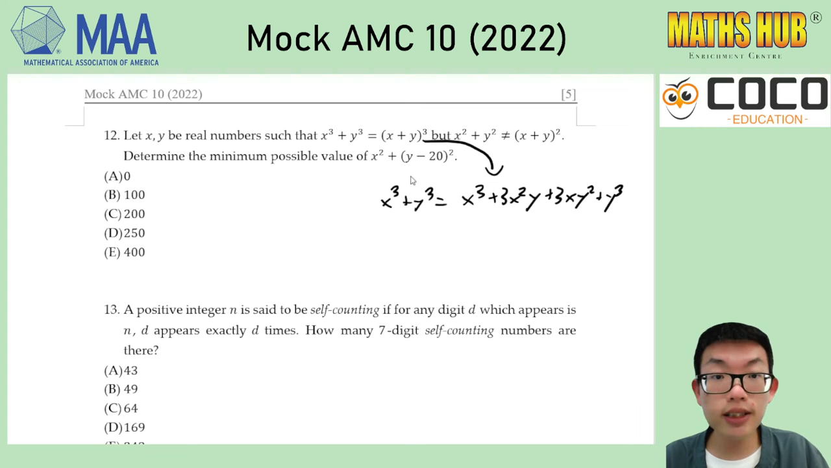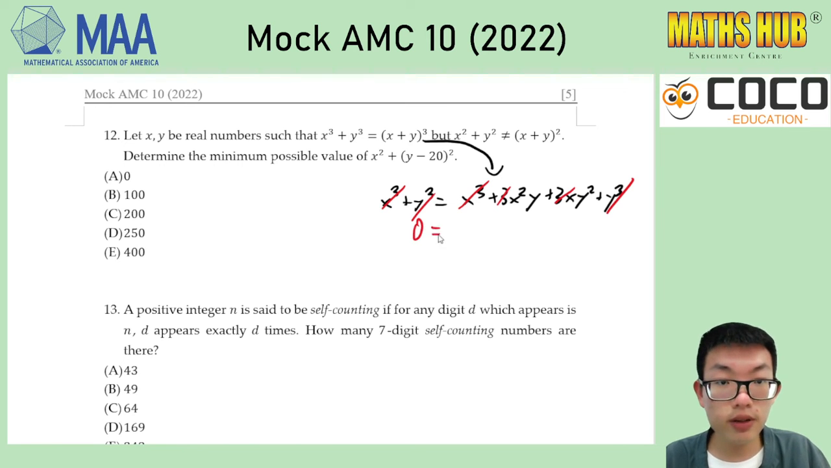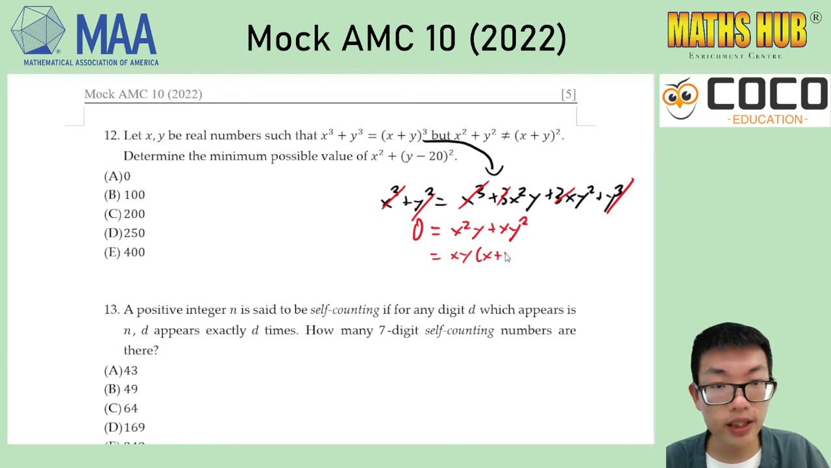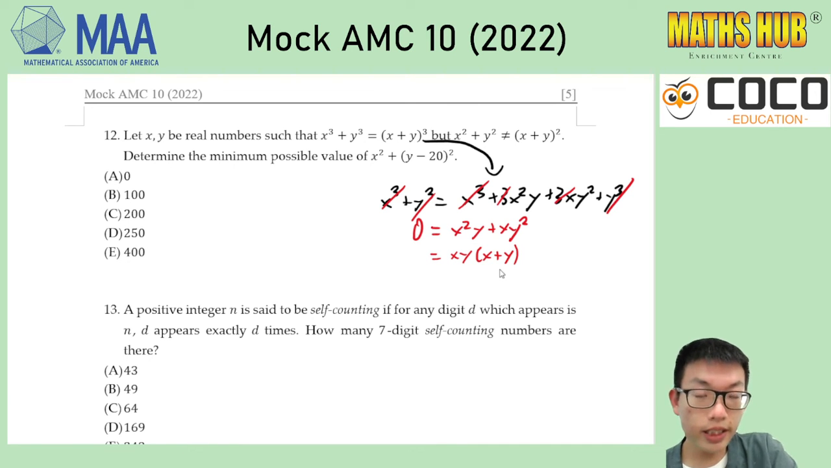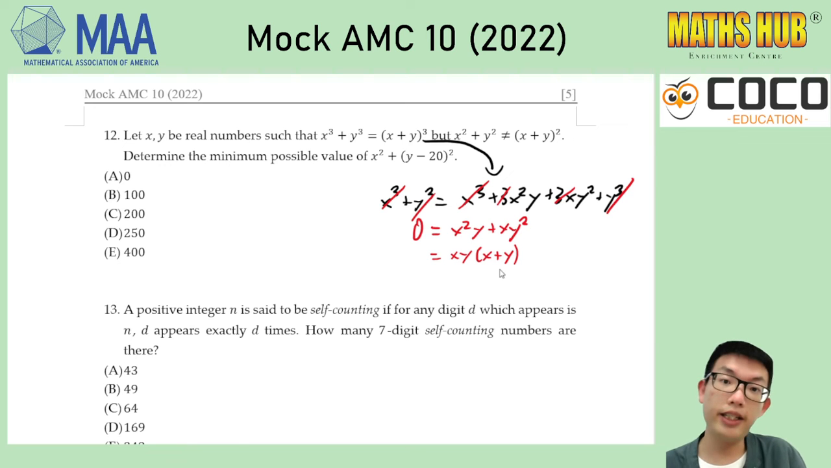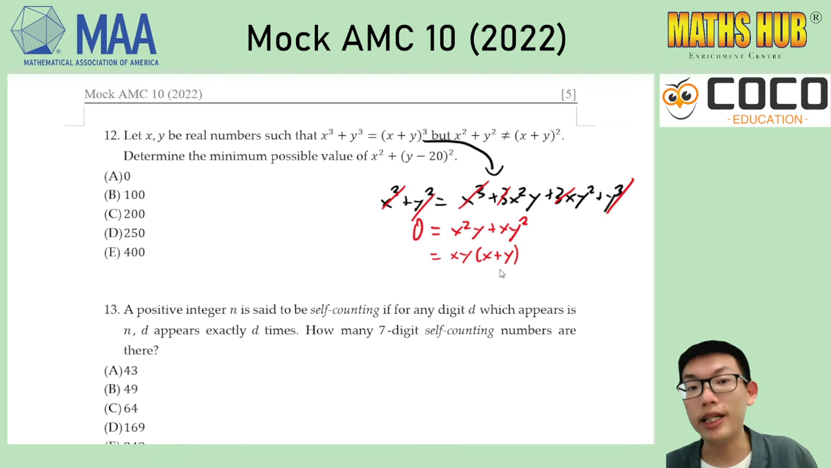I can cancel off these. I can cancel off the 3 for good measure. So I have got 0 equals x squared y plus x y squared, which can be factored as xy(x plus y). So that means I have got 3 things multiplied together, which could be 0. Either x is 0, y is 0, or x plus y is 0.